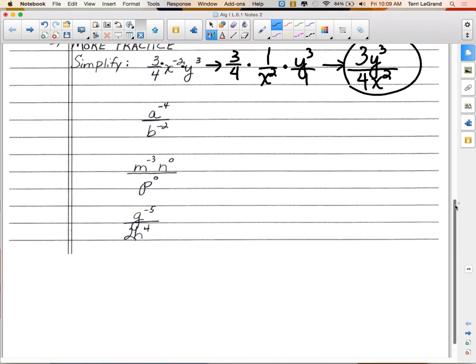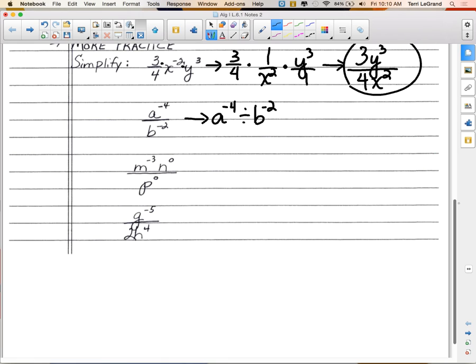Okay, how about this next one? a to the -4 over b to the -2. How about we write it first as a division problem? Whenever you have a fraction problem like this, where everything is involved in the fraction, rewrite it as a division problem. Start there. Now, before we do any multiplying by the reciprocal, like we did in that one that I was kind of confusing you in, let's simplify them and leave it as a division problem first.